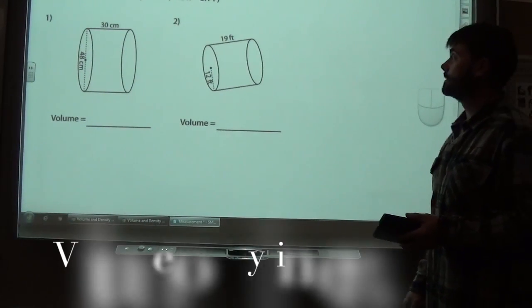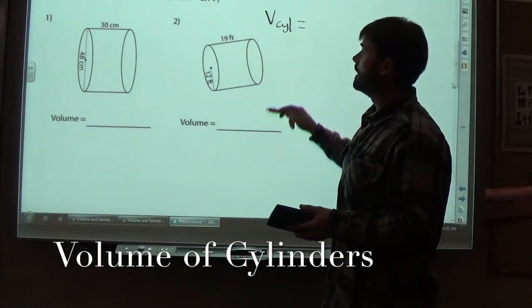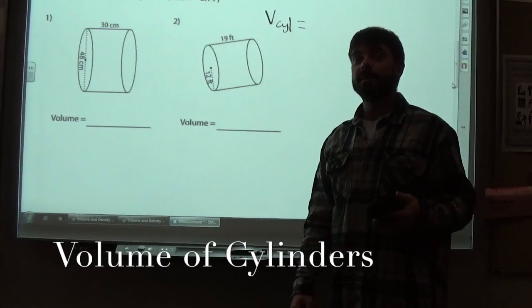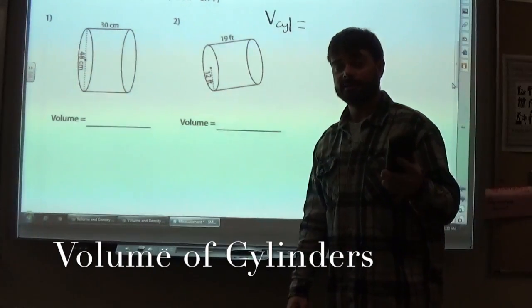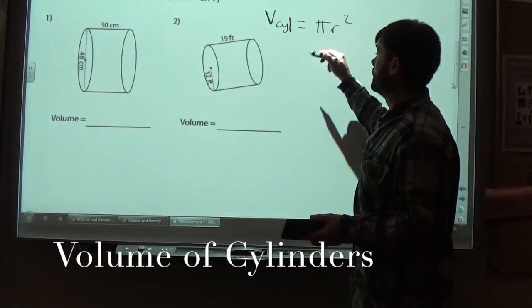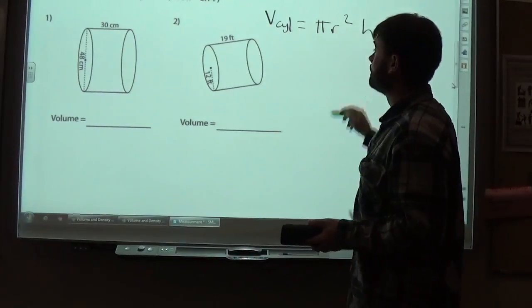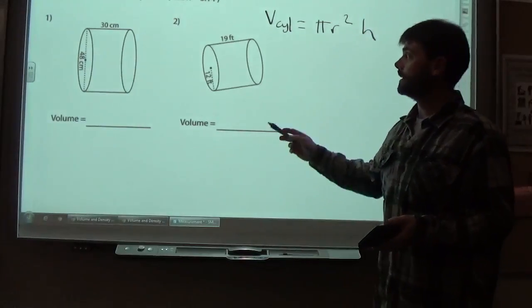So for cylinders, the volume of a cylinder is basically the base. They'll say it's the base times the height. But here again, your base of a cylinder is not square, it's a circle again. So you basically have pi r squared would give you the area of the base, and then you multiply that by the height. Okay? So again, be careful. We're dealing with radius and height.